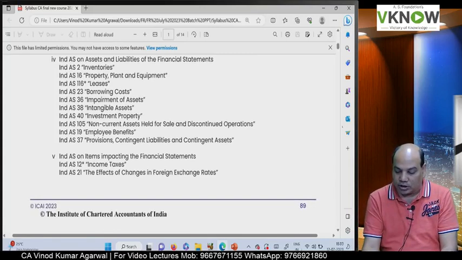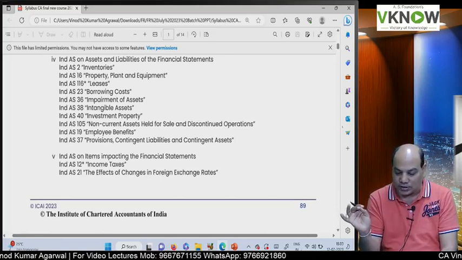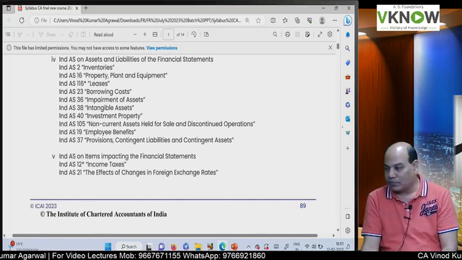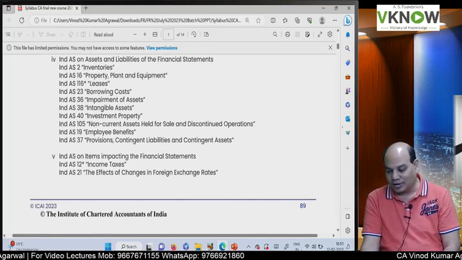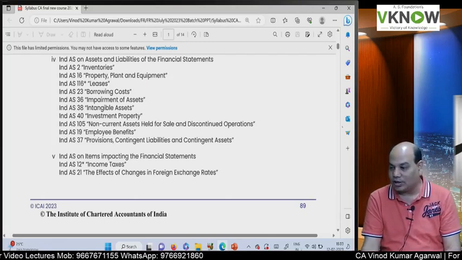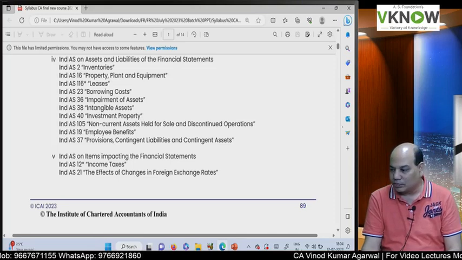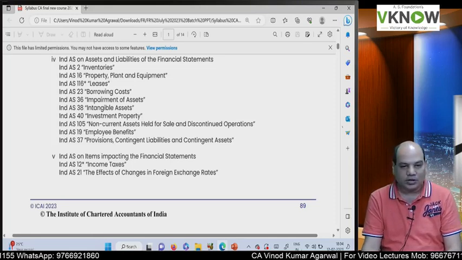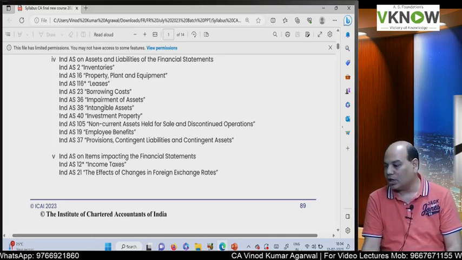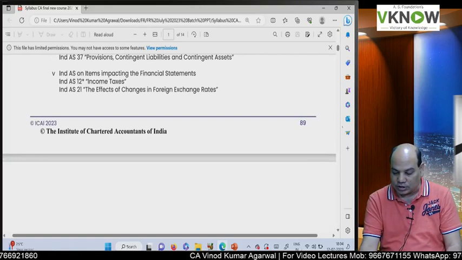There are many Ind AS dealing with assets and liabilities. Ind AS 2, Ind AS 16, Ind AS 116, Ind AS 23, Ind AS 36 impairment, Ind AS 38 intangible, Ind AS 40 investment property, Ind AS 105 non-current assets held for sale and discontinued operations, Ind AS 19 employee benefits, and Ind AS 37 provisions, contingent liabilities and contingent assets. So a long list of standards on assets and liabilities.